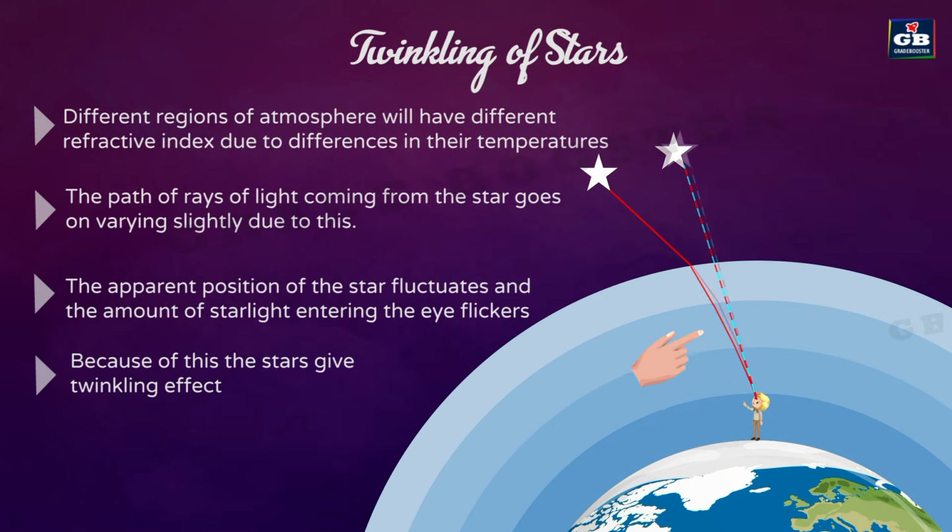And the amount of starlight entering the eye flickers. So the star sometimes appears brighter and at other times fainter. This gives the twinkling effect. So what is the twinkling effect? The twinkling effect is that the stars appear to glow and then become dull, and then glow again. So it happens because of the variations in the temperature and density of the atmosphere.